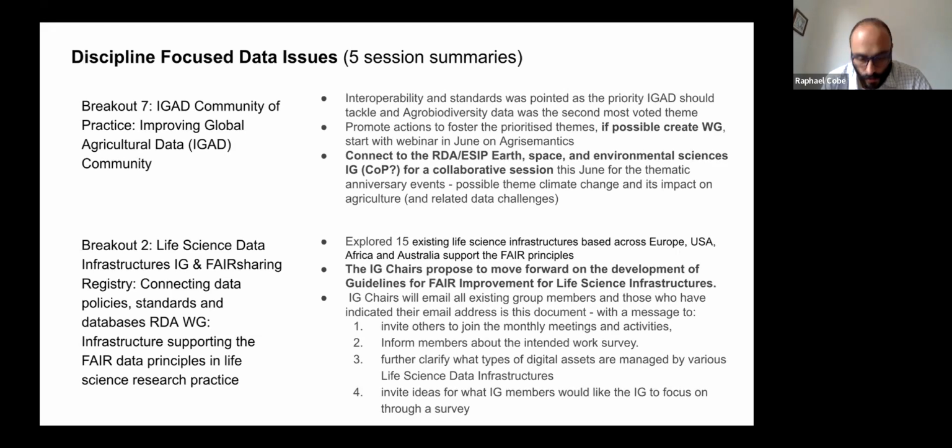Next, the Life Science Data Infrastructure interest group and FAIRsharing Registry. They reported that they explored 15 existing life science infrastructures based across Europe, the US, and Africa, asking whether or not those services support FAIR principles. The interest group chair is supposed to move forward on the development of guidelines for FAIR improvement for life science infrastructures.